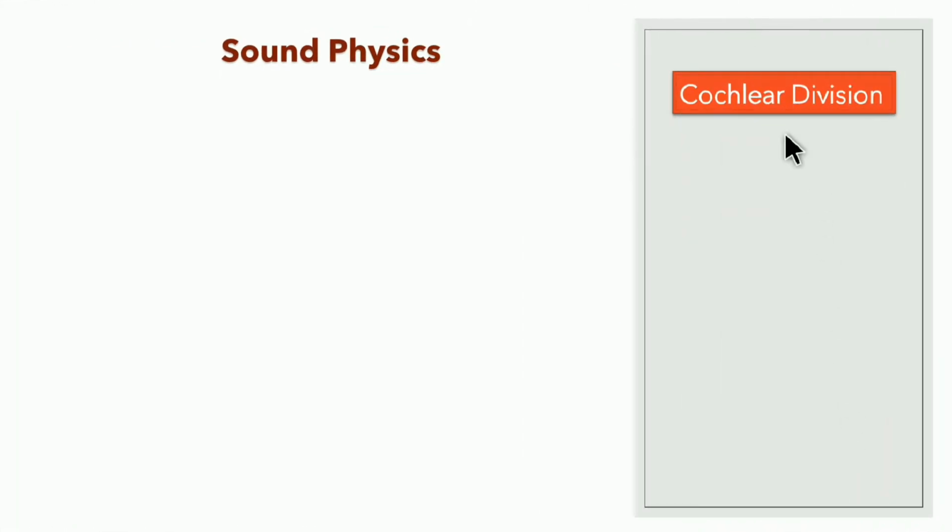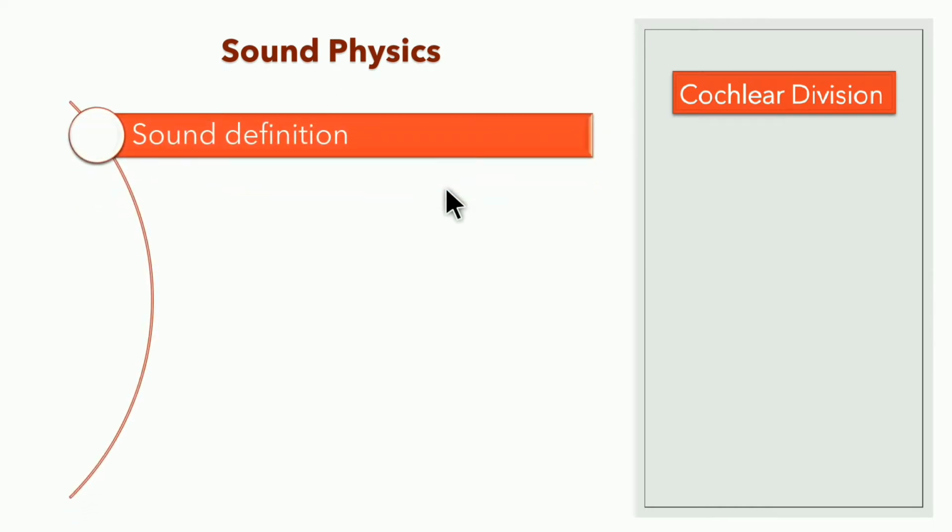Okay, now we'll discuss the cochlear division. Before we go into the cochlear division, we'll discuss the sound physics. So first of all, what is the definition of sound? If you recollect from physics, any particle that vibrates will produce a sound. So sound is nothing but a vibration of the particles.